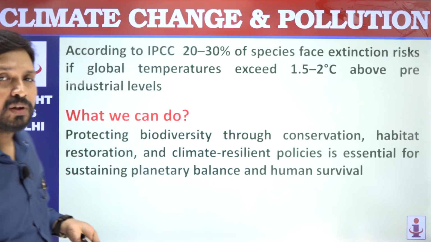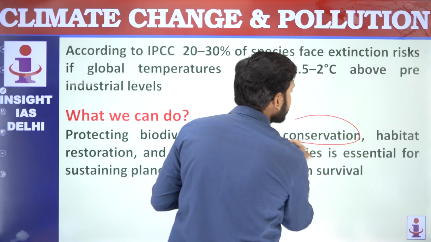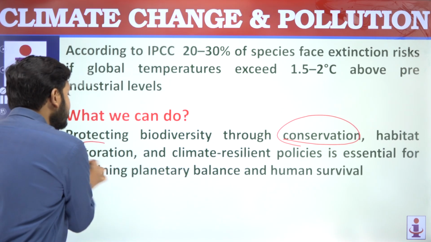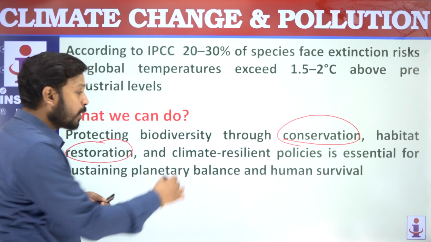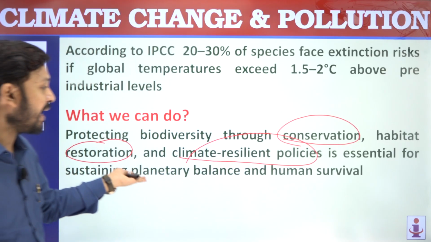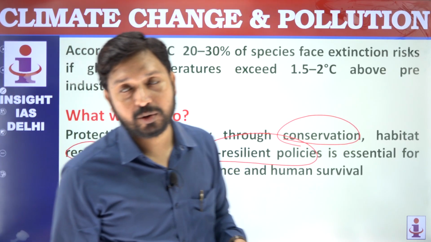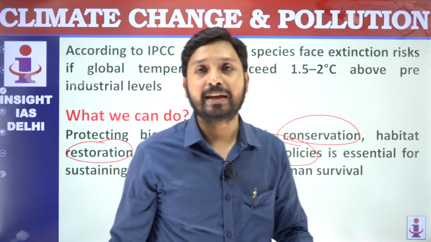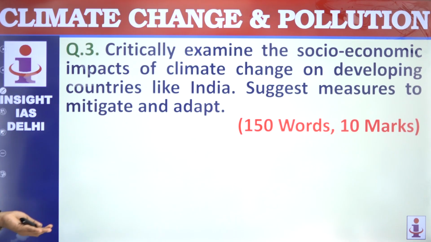Okay, so what we can do? Ultimately, conservation effort should be there, and whatever habitat that has been damaged has to be restored, and also climate resilient policy should be there, which is very essential for sustaining the planetary balance and human survival. Okay, so both should go in balance. Then only the progress will be there. Okay, is it clear? So let's go to the next question.